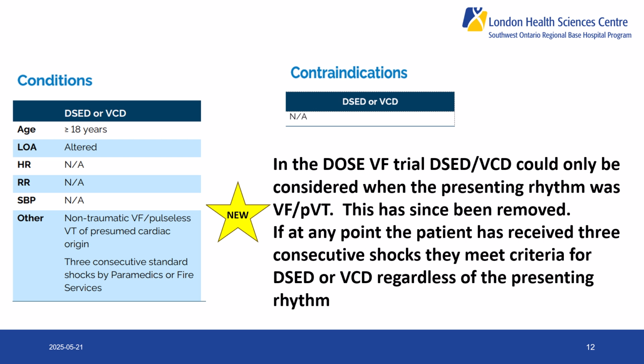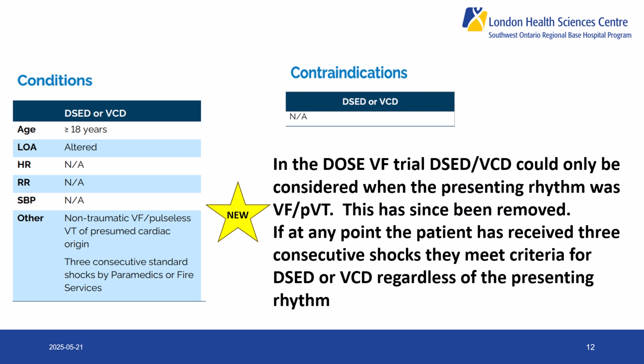It is important to note that for those services who partook in the original DOSE VF trial, where double sequential or vector change could only be considered when the presenting rhythm was VFib or pulseless VTach, this direction has now been removed. If at any point your patient has received 3 consecutive shocks by EMS or fire, they meet double sequential or vector change defibrillation, regardless of the presenting rhythm.